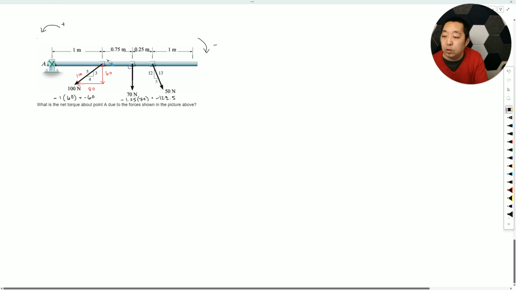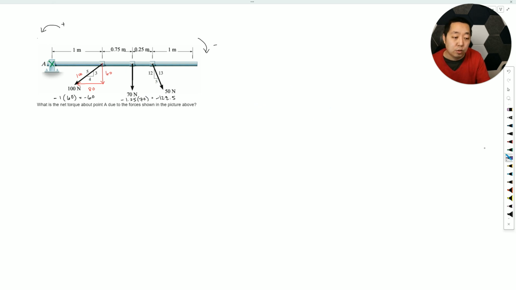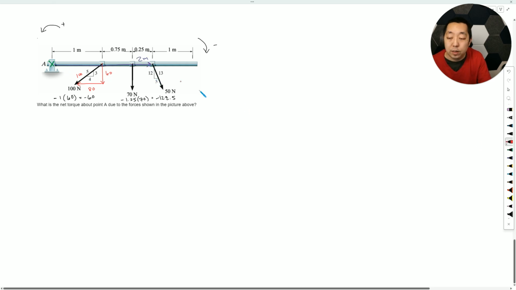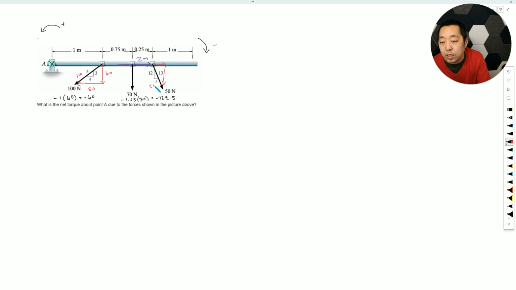And now let's do this last vector over here. As you draw this R vector, that is 2 meters. And notice that I have to decompose this 50 newton force into X and Y components. If this is 50 and the hypotenuse is 13, oh, this is really annoying. I want this side here, which is 12/13 times 50. Just think of it as a similar geometry problem.